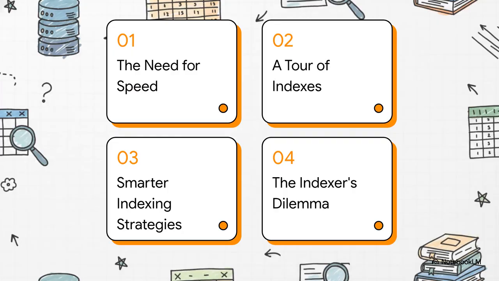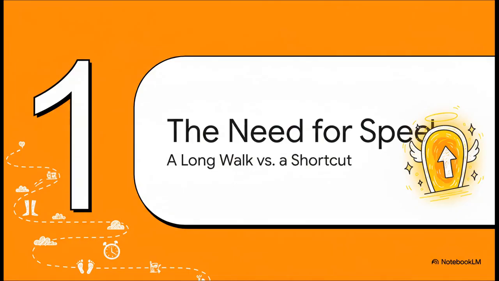First, we're going to talk about why this speed is so critical. Then, we'll take a quick tour of the most common kinds of indexes out there. After that, we'll get into the really smart strategies for using them effectively. And finally, we'll talk about the indexer's dilemma. Yeah, the hidden costs that you got to know about. Okay, let's kick it off with Section 1, the need for speed.